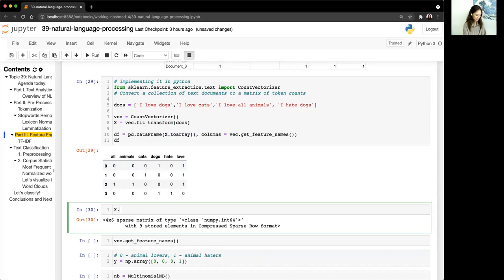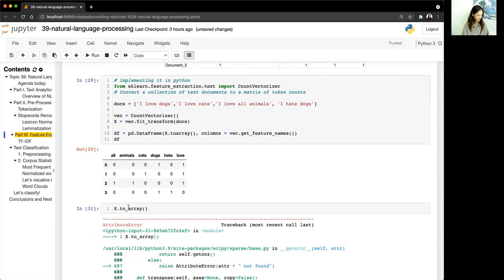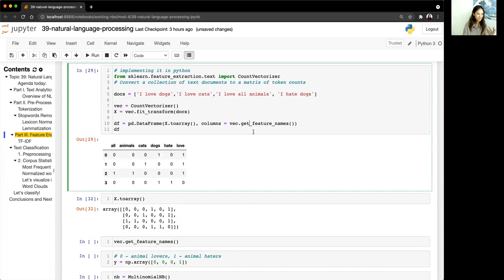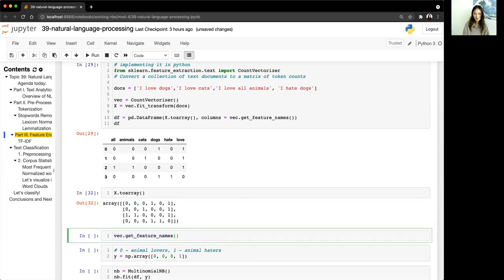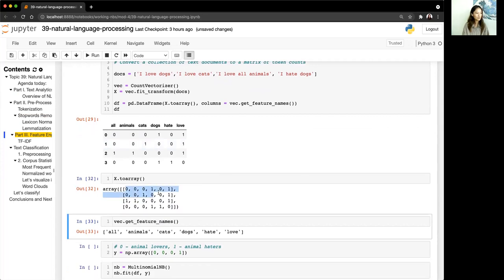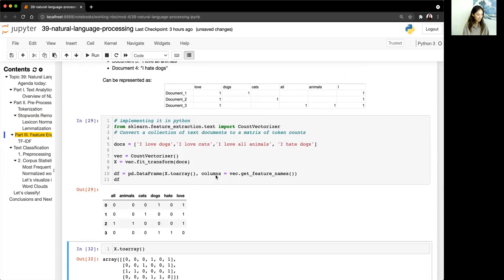But anyways, from the sparse matrix, to get to something that we can actually see, we have to add toarray. So we do X.toarray. Oops, there's no underscore. With toarray, we get this. But the problem with the array is we lose our column names. Our column names are actually stored in the vectorizer itself. Get feature names is one of the methods of the vectorizer. That's how you get the names, and these will always correspond to these columns. So with that, we have our data that we can pretty much give our model.